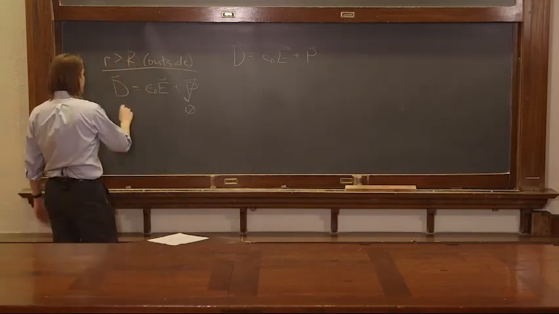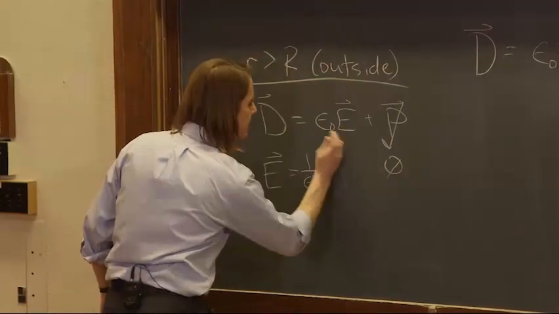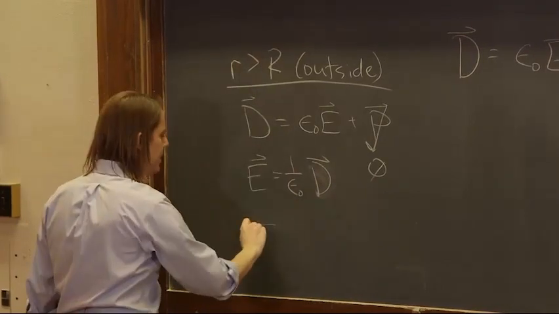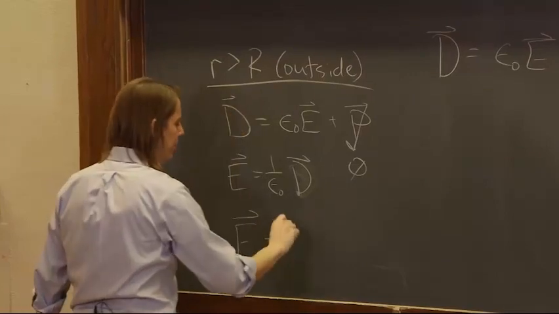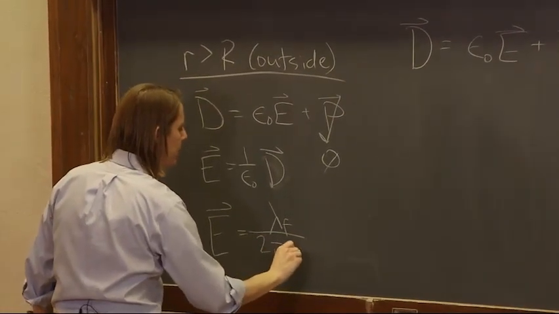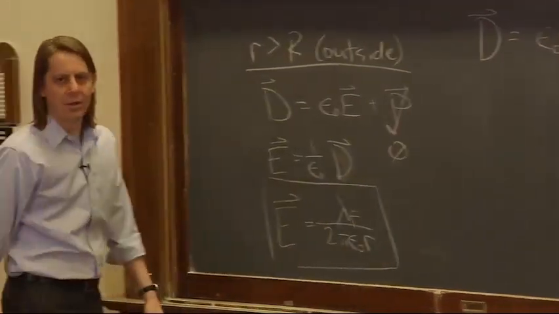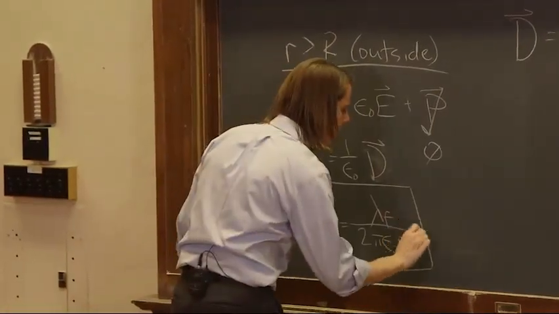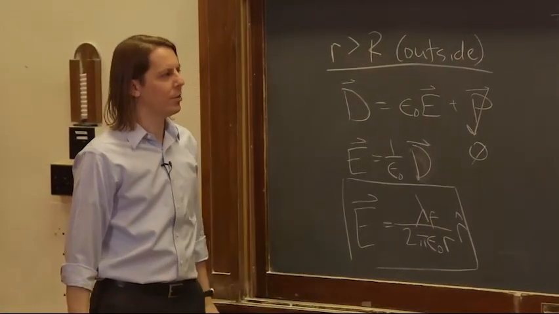So if we solve for E, we see that E is 1 over epsilon naught D. That's a D, not a P. And then if we just plug in what we had for D, we get that the E field outside the dielectric, r bigger than R, is lambda F over 2 pi epsilon naught r, which is exactly what we expect from Gauss's law for a line of charge, right? Lambda over 2 pi epsilon naught r, r hat. So our displacement field on the outside, everything worked out fine.